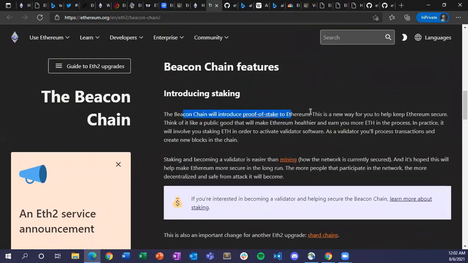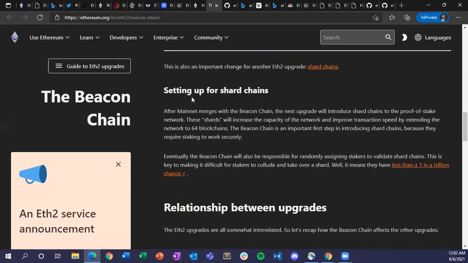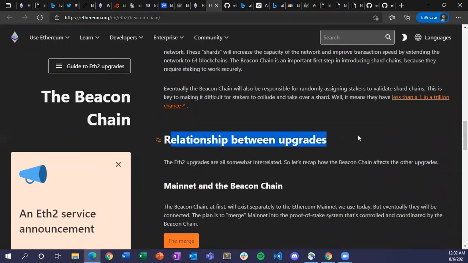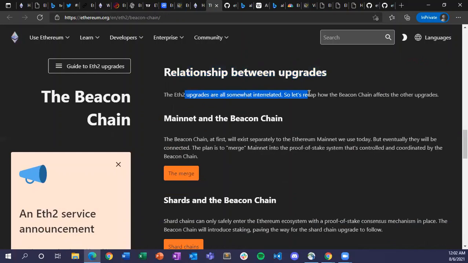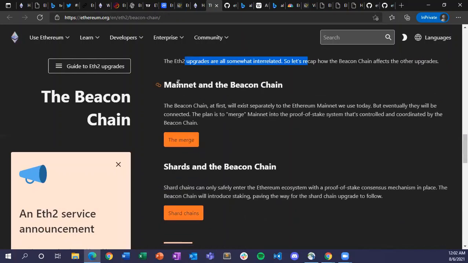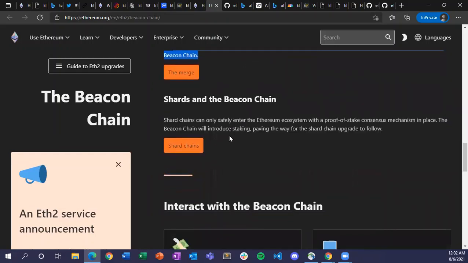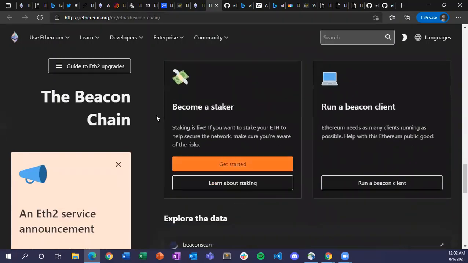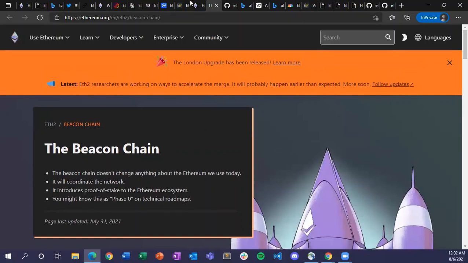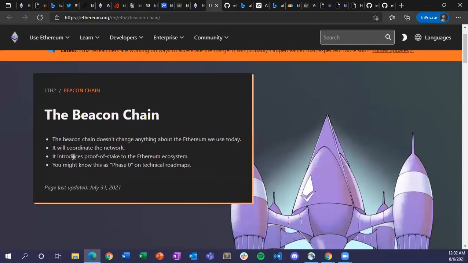And again, they're introducing proof of stake, so very interesting to see the change from proof of work to proof of stake here. And setting it up for shard chains, on the relationship between upgrades, the ETH2 upgrades were somewhat interrelated. So the beacon chain will exist separately initially, but they will be connected and merge. That way the mainnet will also become proof of stake as well. And you can read more about it here on their website. But yeah, the main takeaway here is that it will introduce proof of stake to Ethereum.